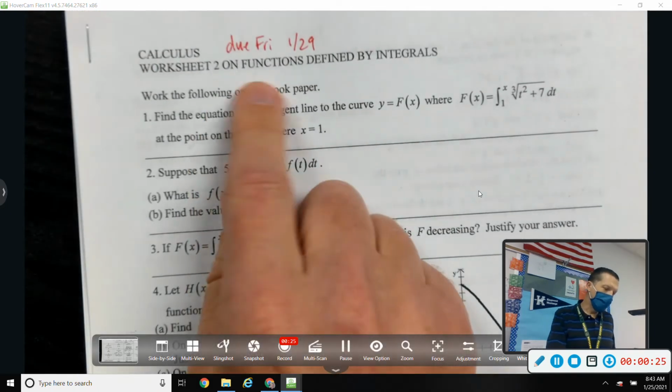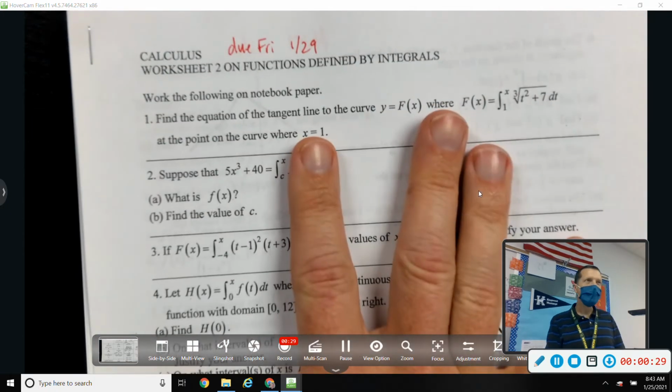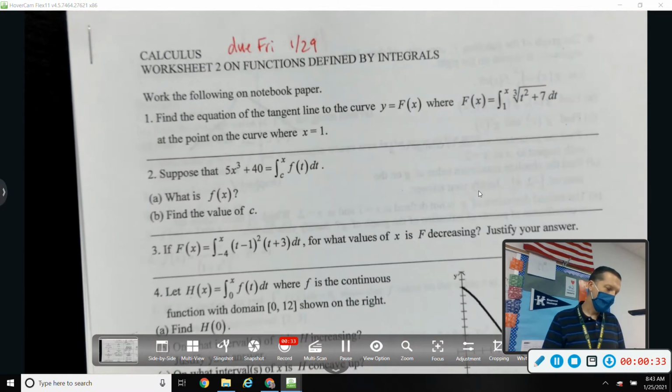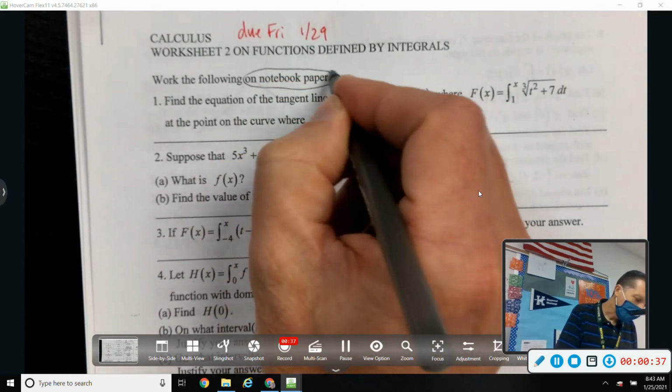All right, worksheet 2, functions defined by integrals. This is the same stuff. There's nothing new on this sheet. It takes a little while to get used to this, so we're going to spend 2 days practicing. Work the following on notebook paper.